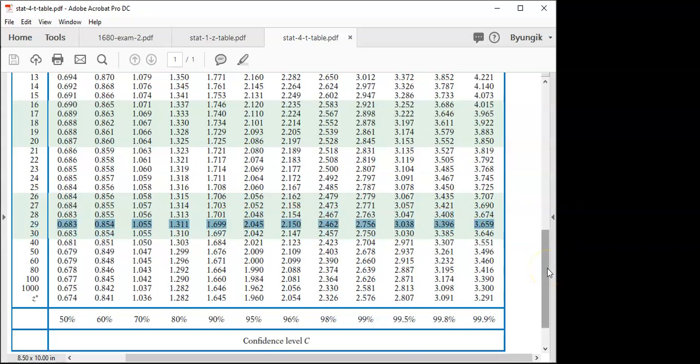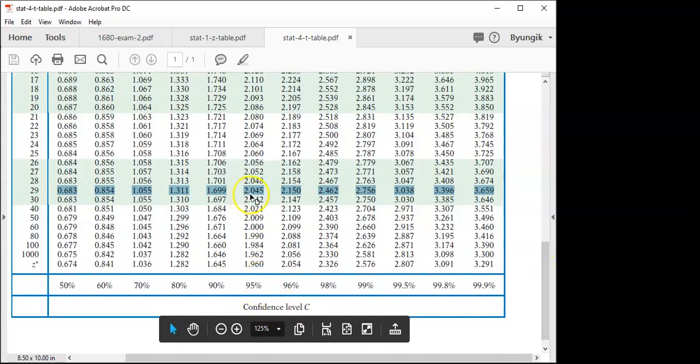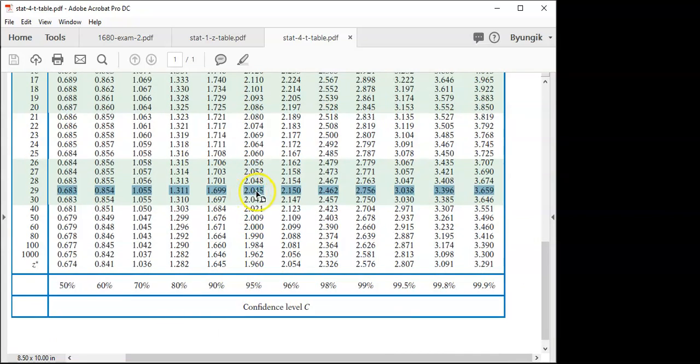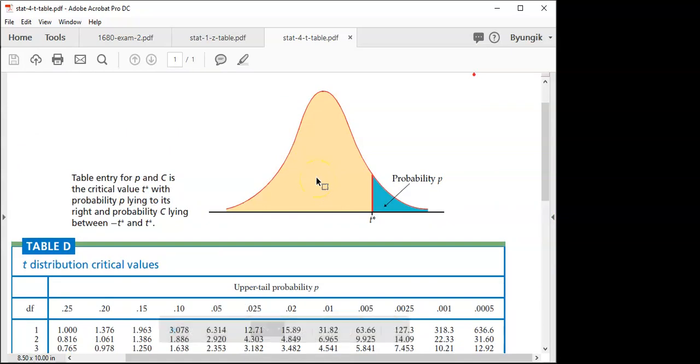Okay, and then we are looking for 95% confidence level. So is it going to be this one, 2.045? No, not really. That's not the case. Because if you do that, that means we have 95% in the middle. So we have 2.5% here and 2.5% there. That's not what we are looking for. We are looking for 95% on one side. So the other 5%, not 2.5, but 5% should be the shaded part.